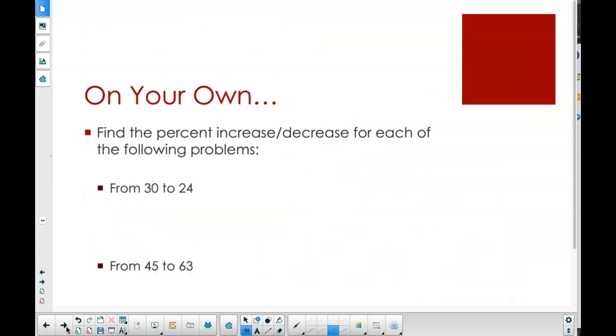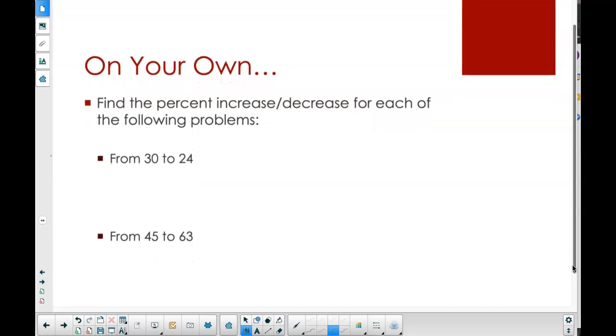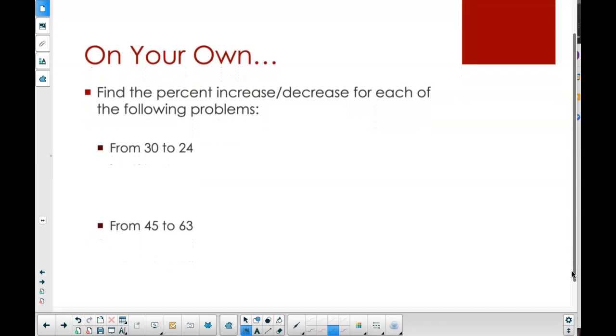Okay, look at the next slide. You do those two problems. Same thing, percent over 100, change over original. Set it up the same way. You can use your calculator.